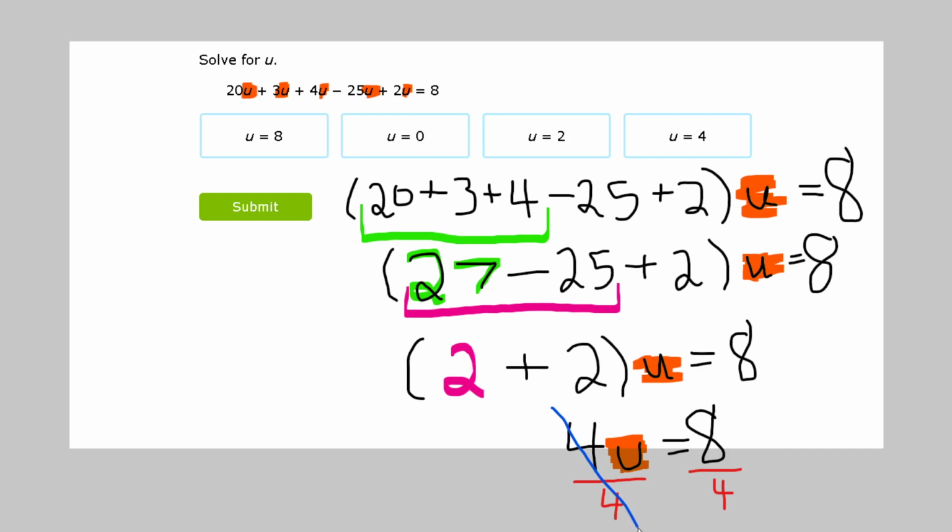These cancel out. And then this will give us 2u is left over. This is all that's left, right? So that's just u is equal to 8 divided by 4, 2. So u is equal to 2. You could plug it in for each u here, but that'll take a long time. So I'm not going to do that for this video, but if you did, you would see that it worked.